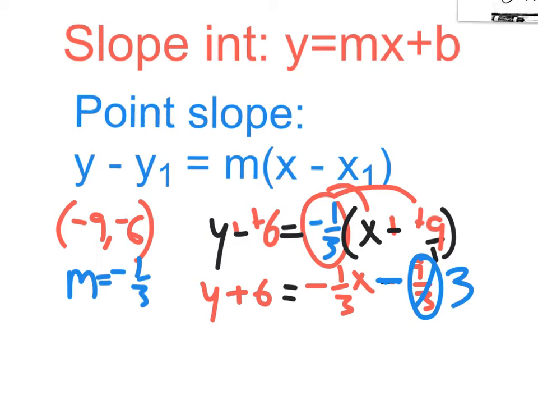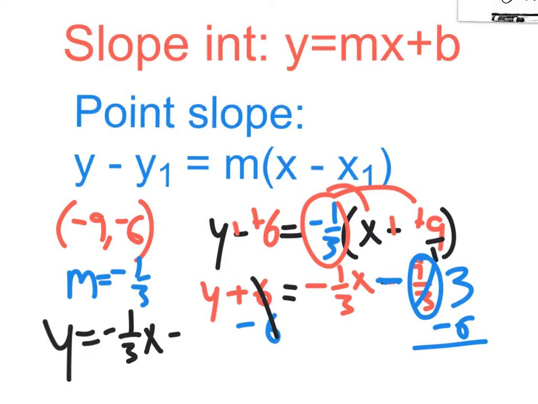Let me get y by itself by subtracting 6 on both sides. So I'm going to go minus 6 here and minus 6 over here. Now keep in mind we have a minus 3. The minus 3 minus 6, what's that going to give us? Minus 9. So these guys cancel out. My final answer is y, that's the only thing left on the left side, equals negative 1/3 x minus 9.